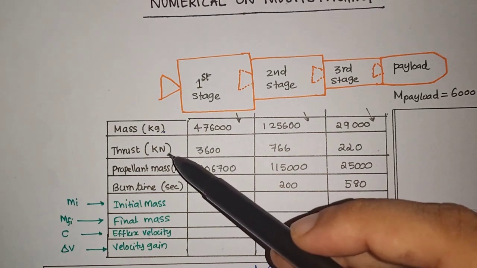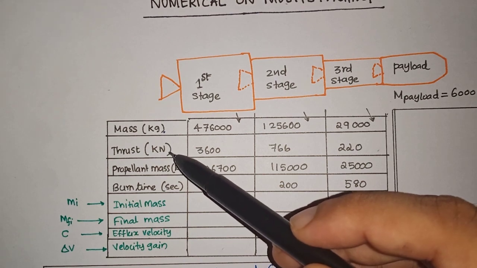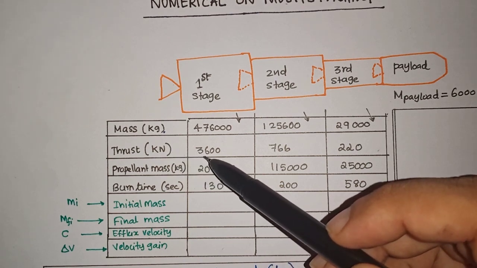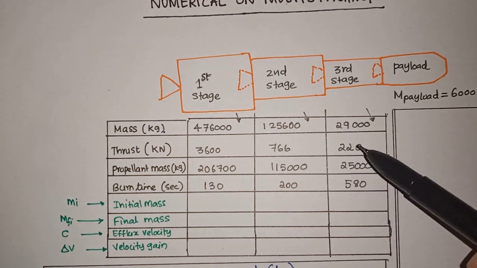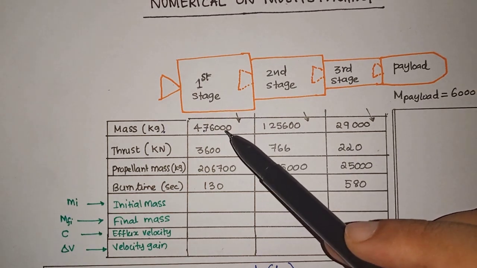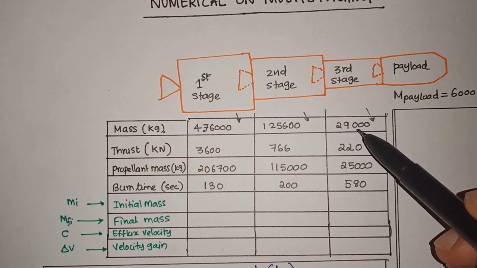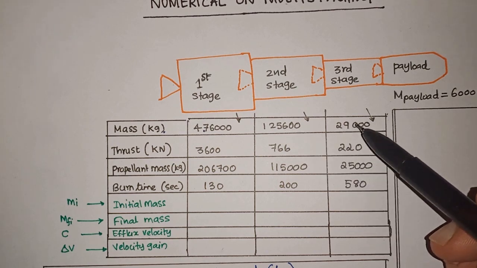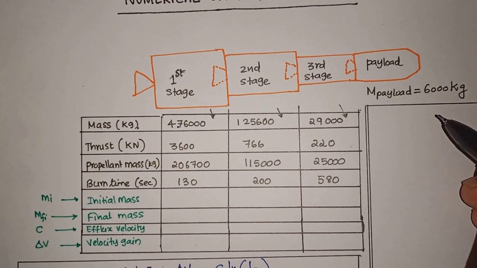Now the thrust exhibited by the rocket, which is the propelling force, is going to be 3600 for the first stage, and the second stage is 766, and 220 for the third stage. And the total mass is going to be the sum of 476,000 and the second stage total mass, and 29,000 is going to be the total mass of the third stage. And we have the payload mass, which is going to be a bit higher, so this time we have taken 6000 kilogram.